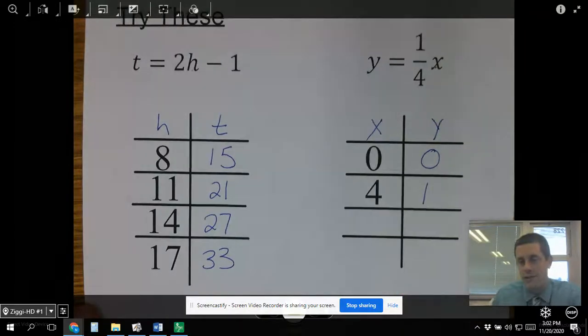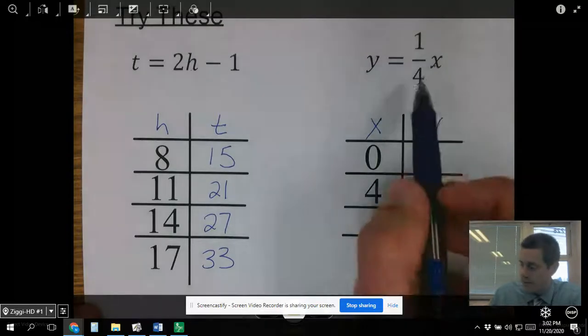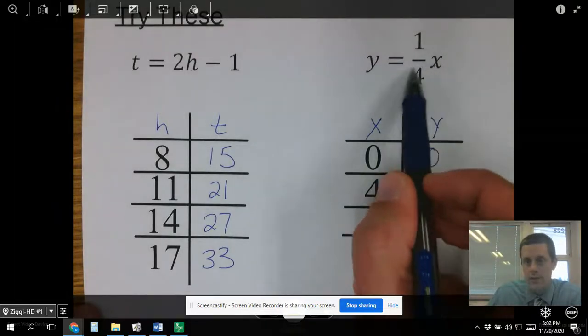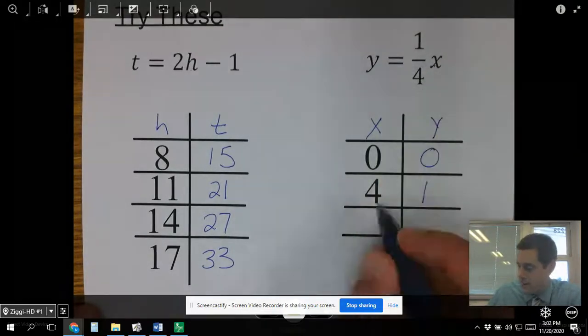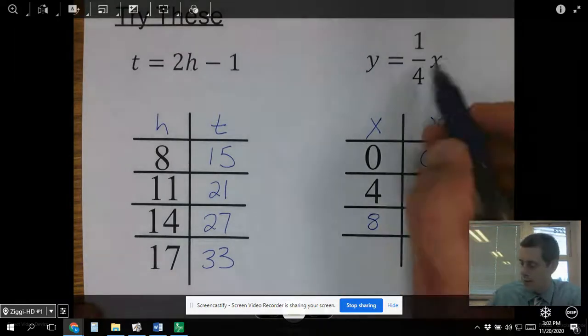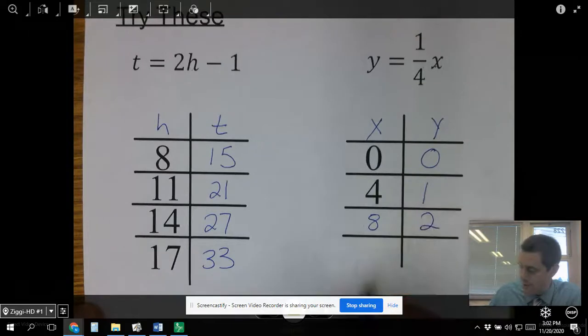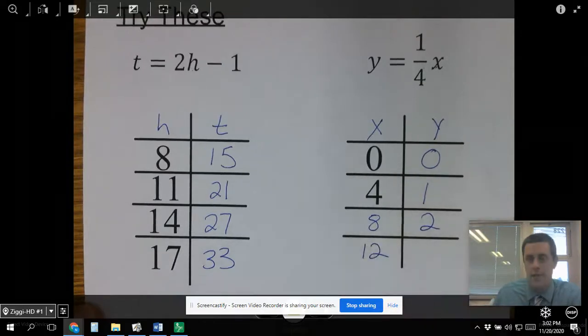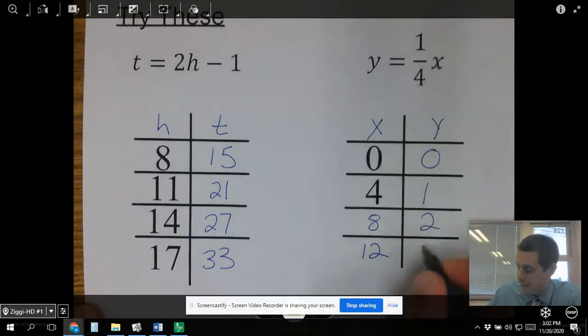Now we get to choose any values we want. If you remember from our previous example, choose multiples of the denominator. So I'm going to choose 8 next because it is a multiple of 4. 1/4 times 8 is 2. And then I will choose 12 as another multiple of 4. 1/4 times 12 is 3.